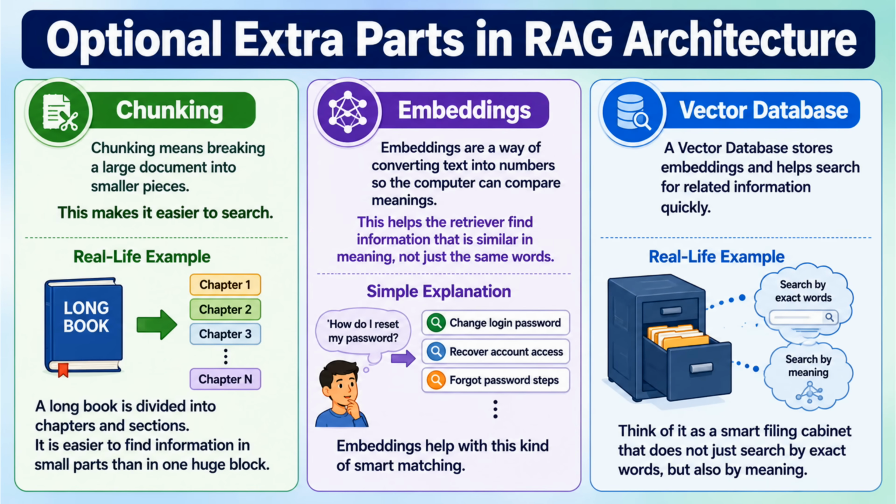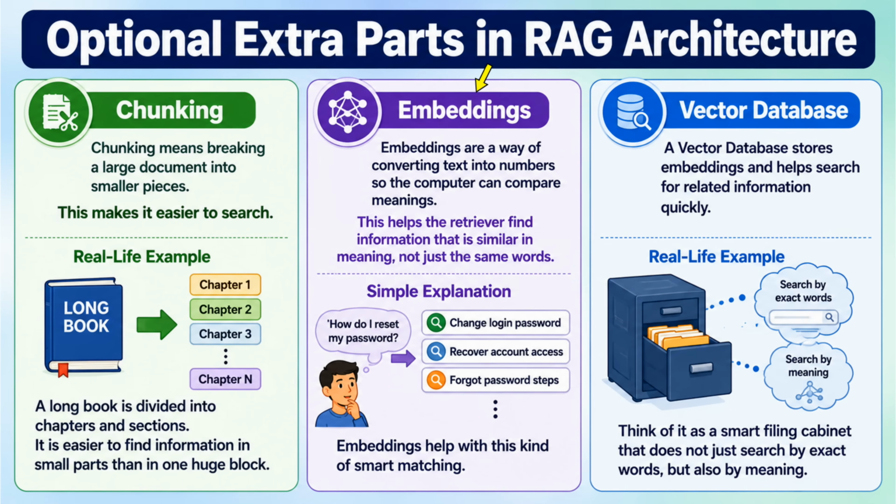Now we will see extra parts in RAG architecture. First one, chunking. Chunking means breaking a large document into smaller pieces. This makes it easier to search. Real life example. A long book is divided into chapters and sections. It is easier to find information in small parts than in one huge block.